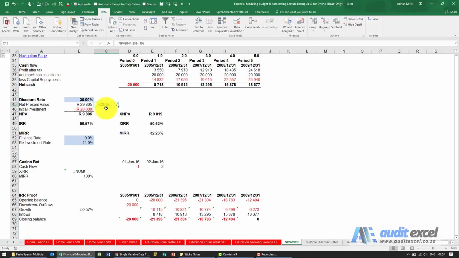So when using the NPV function, similar to what we've done here, we're going to have to say what happened initially, and so the actual NPV is these two items added together.